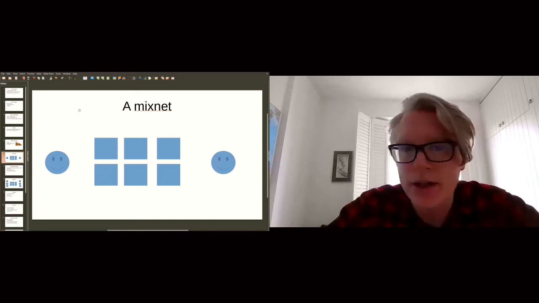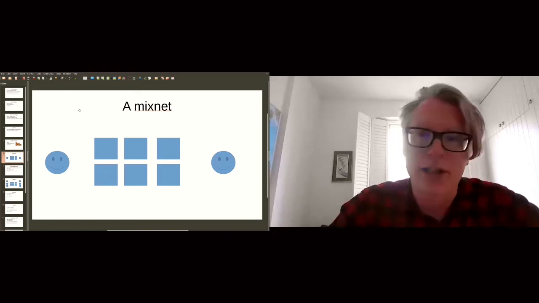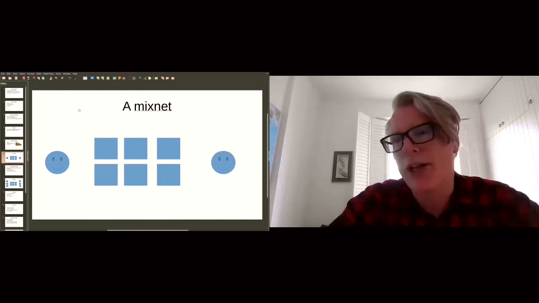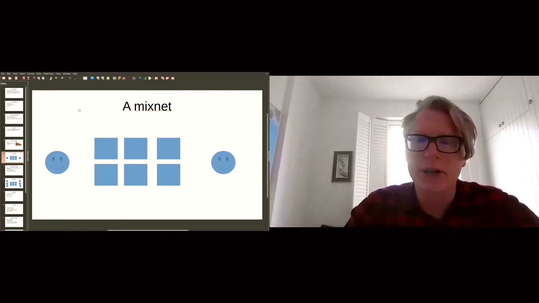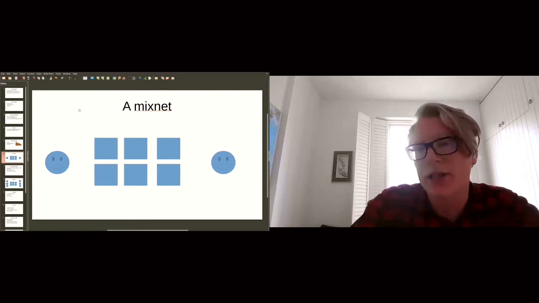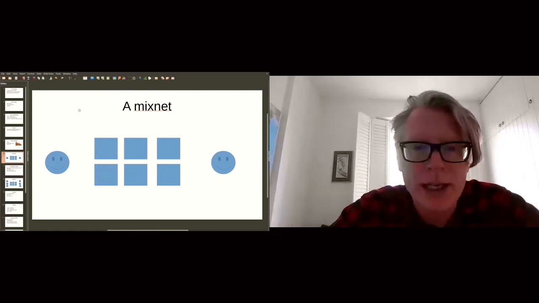unwraps that, and finds out, well, where should I send this next? And the answer is, let's say, the one on the bottom right. So then that packet gets the routing information and says, where should I send this next? And it should be delivered to that final person, basically.